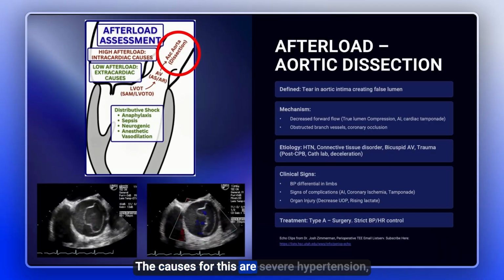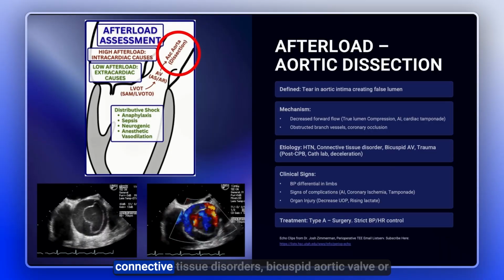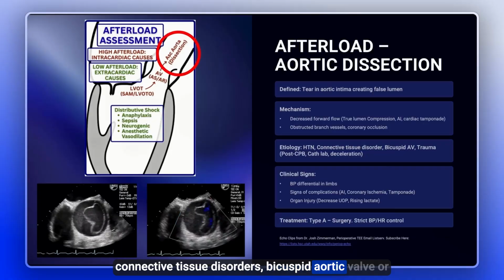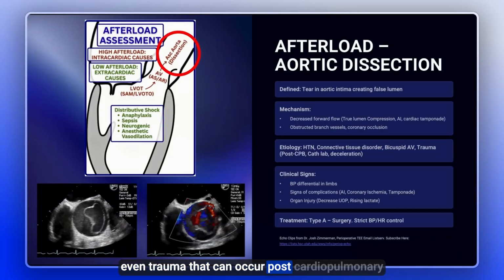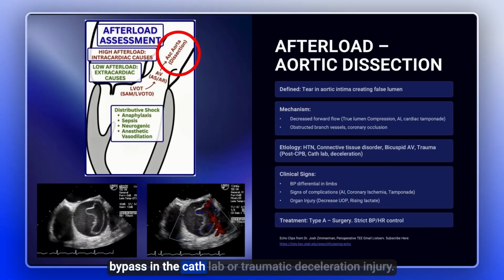The causes for this are severe hypertension, connective tissue disorders, bicuspid aortic valve, or even trauma that can occur post-cardiopulmonary bypass in the cath lab or traumatic deceleration injury.